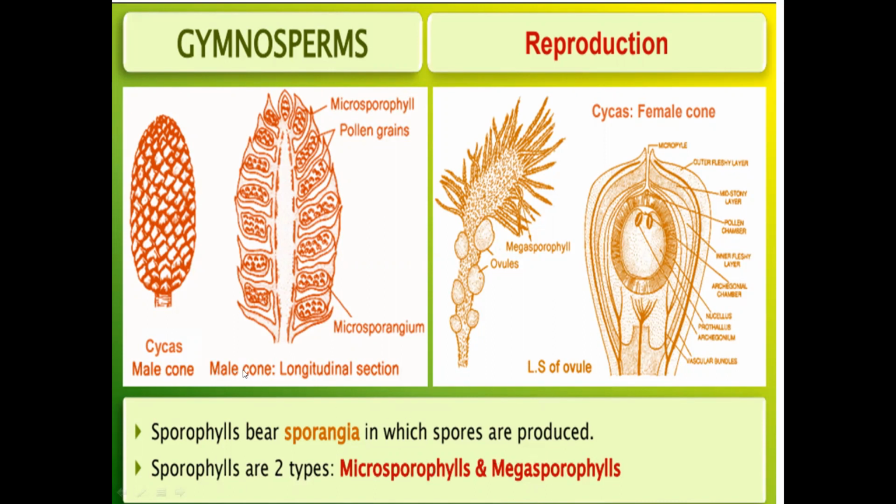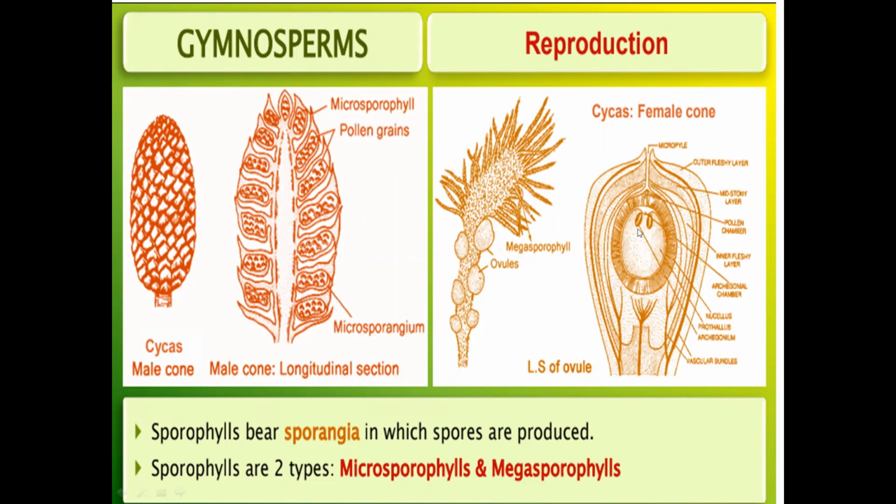Here you can see the male cone. This is microsporangium, this is pollen grains, and this is microsporophyll. The entire thing is microsporophyll. Inside the microsporophyll you have microsporangia, and inside the microsporangia there will be pollen grains. Megasporophyll, here you can see there is ovule. This is megasporophyll, and on that you will get ovule. This is the female cone.